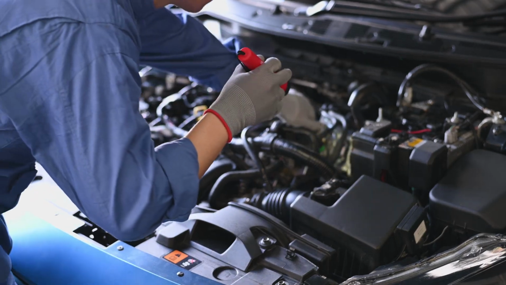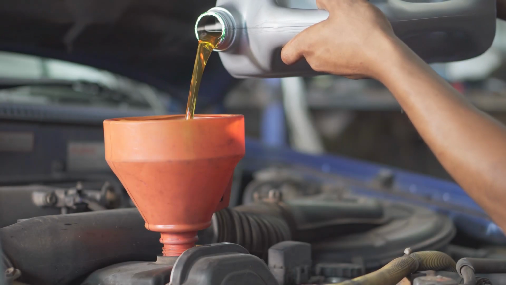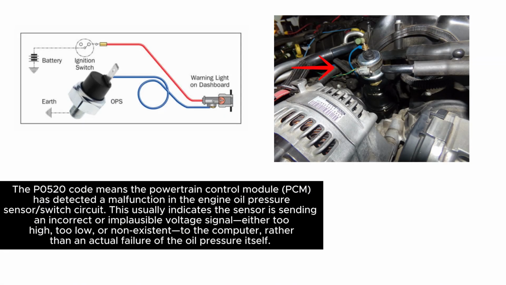The P0521 code means engine oil pressure sensor, switch range, performance problem. In simple terms, the oil pressure sensor is working, but the readings are not within the expected range.